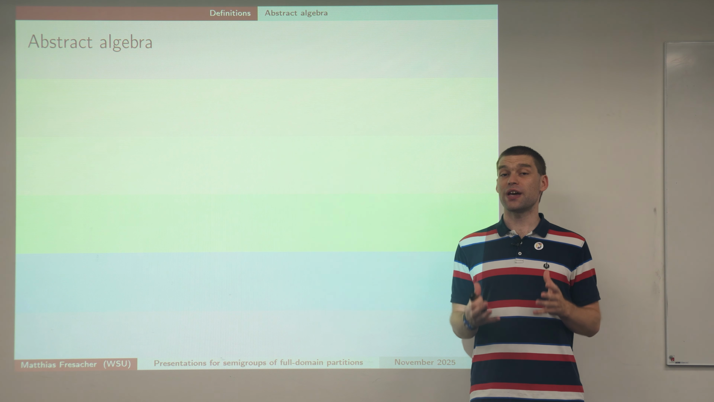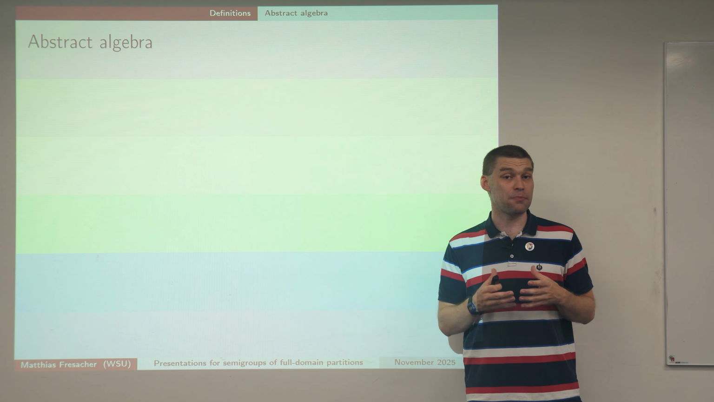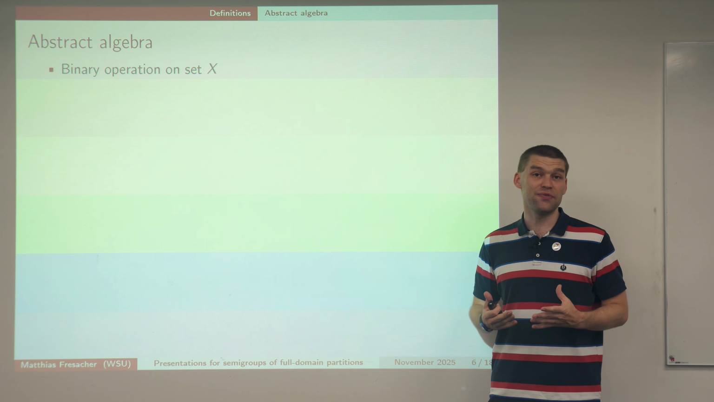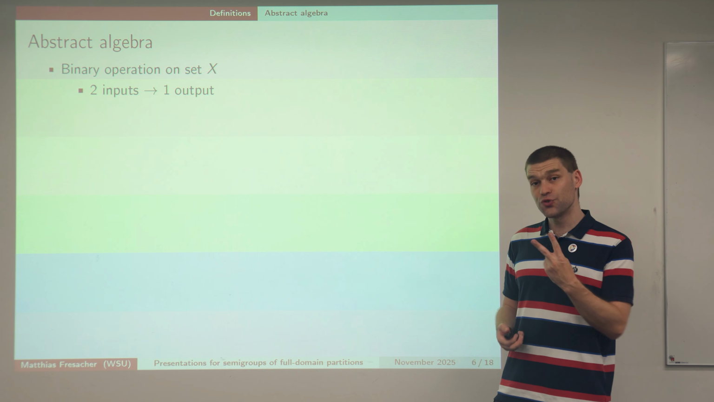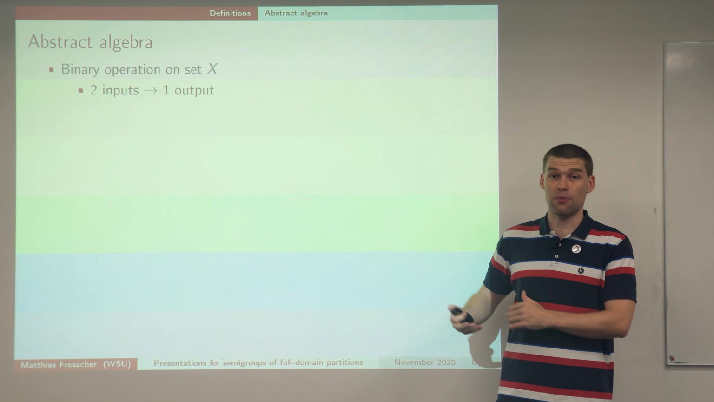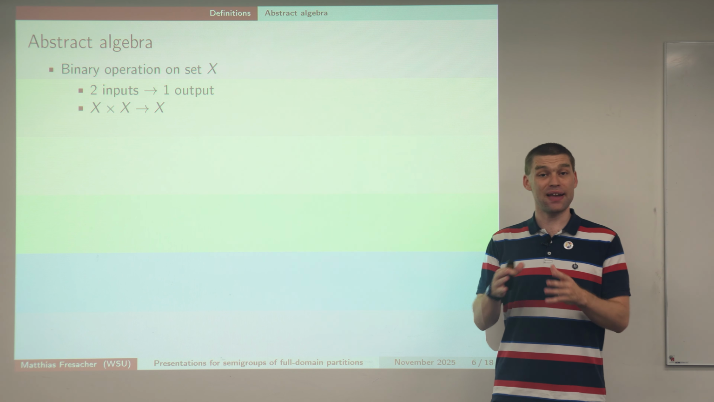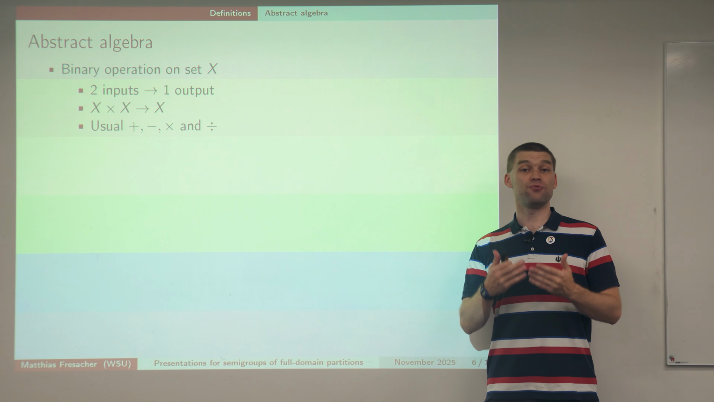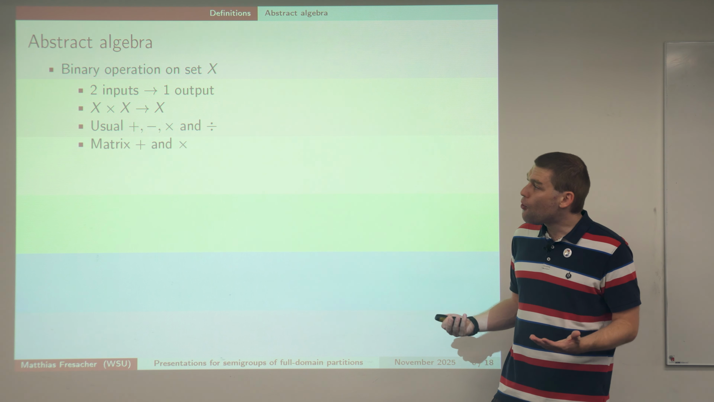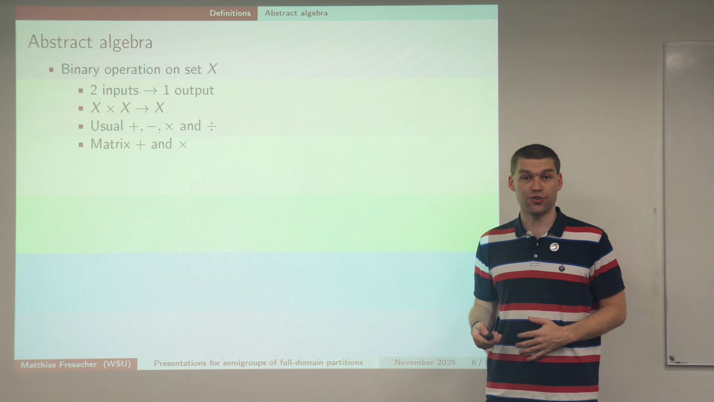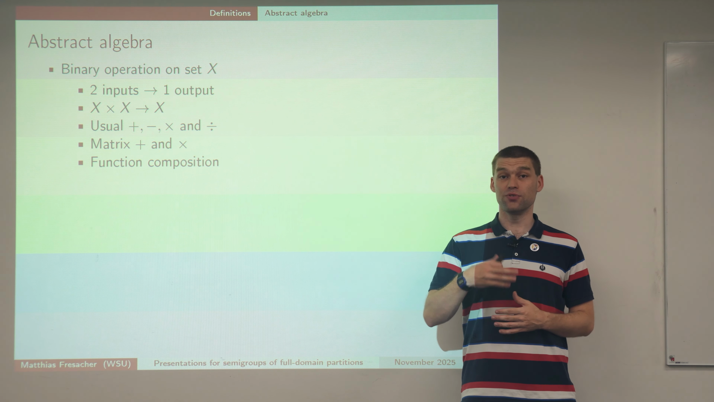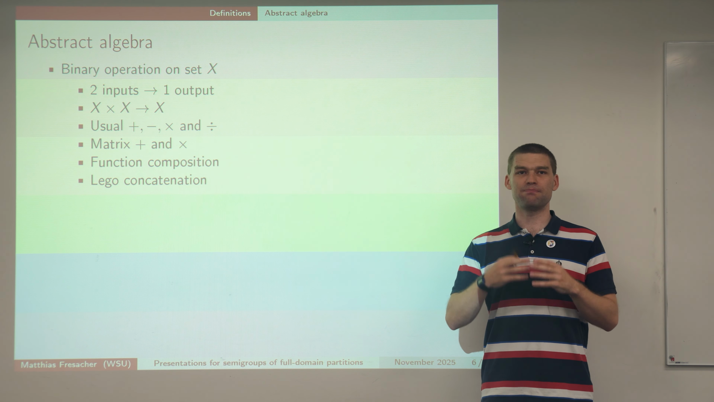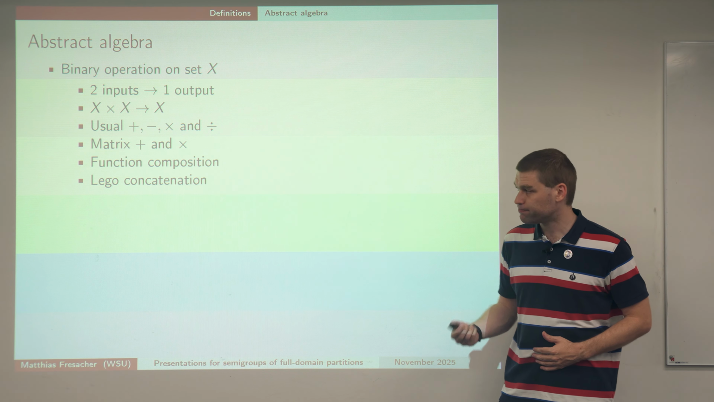So starting off, for that we're going to need some basic abstract algebra. Specifically, we're going to need to understand a binary operation on a given set, say X. Binary, two inputs leading to one output. Formally speaking, we have a map X cross X to X. Some easy examples that you're familiar with would be the arithmetic operations, or for example, matrix addition and multiplication. But we can also have some more exotic examples, such as function composition, and in a moment I'm going to show you how we can even make Lego bricks be a part of a binary operation.